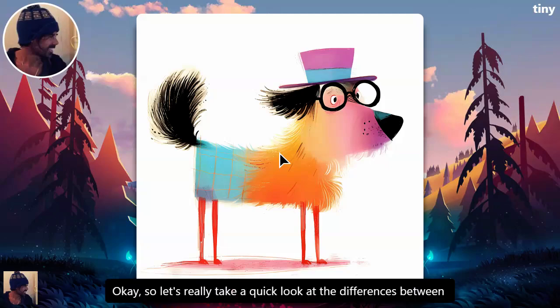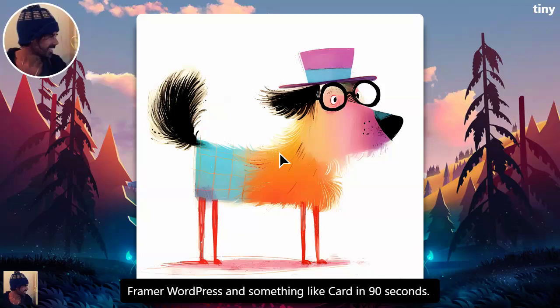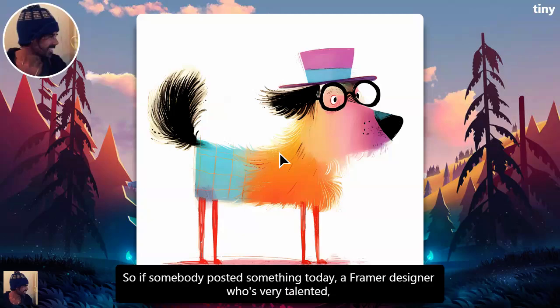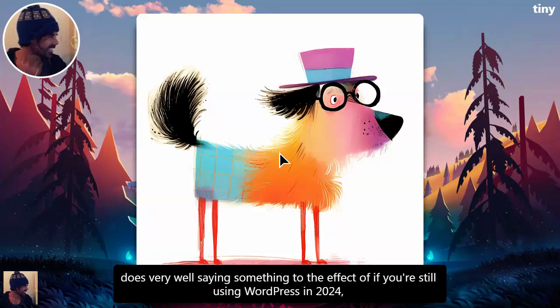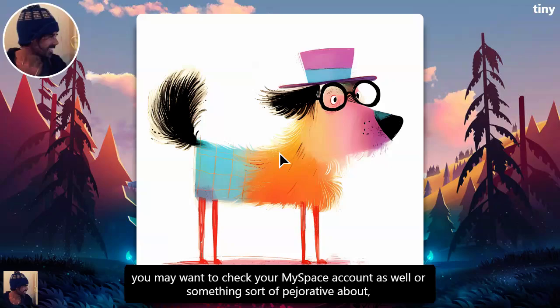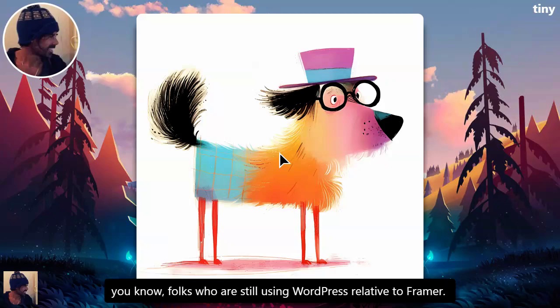Okay, so let's take a quick look at the differences between Framer, WordPress, and something like Cardinal in 90 seconds. Somebody posted something today, a Framer designer who's very talented and does very well, saying something to the effect of, if you're still using WordPress in 2024, you may want to check your MySpace account as well, or something sort of pejorative about folks who are still using WordPress relative to Framer.